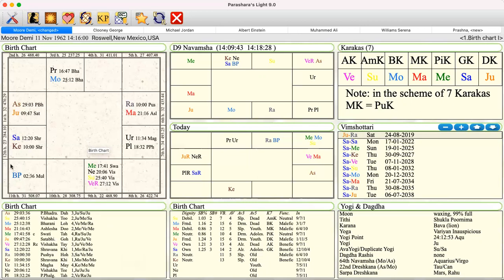But also look at her Bhrigu Bindu point. It's in Mula, so she'll go through a very transformational life, Mula being like that, and it's in the 11th house of bigger networks. So Bhrigu Bindu can be good and it can be bad as well.